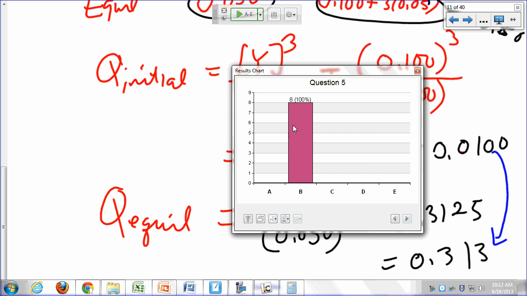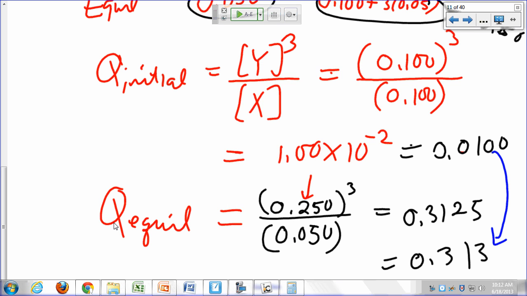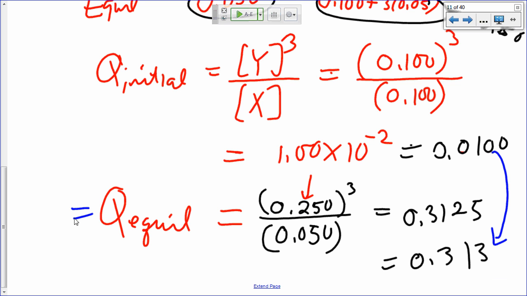Okay. Correct answer is 0.313. That's the value of Q at equilibrium, right? And it's going to stay there forever unless you disturb your system. You do something to it. It's reached equilibrium. That's the value of Q.